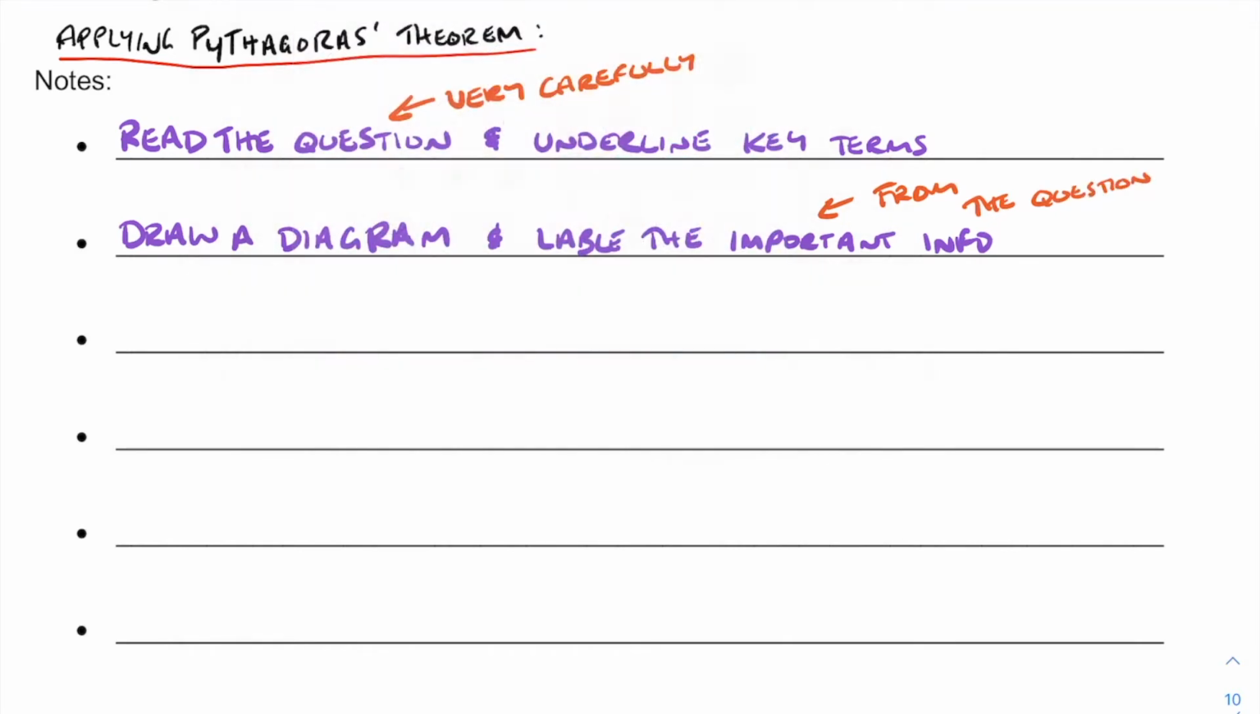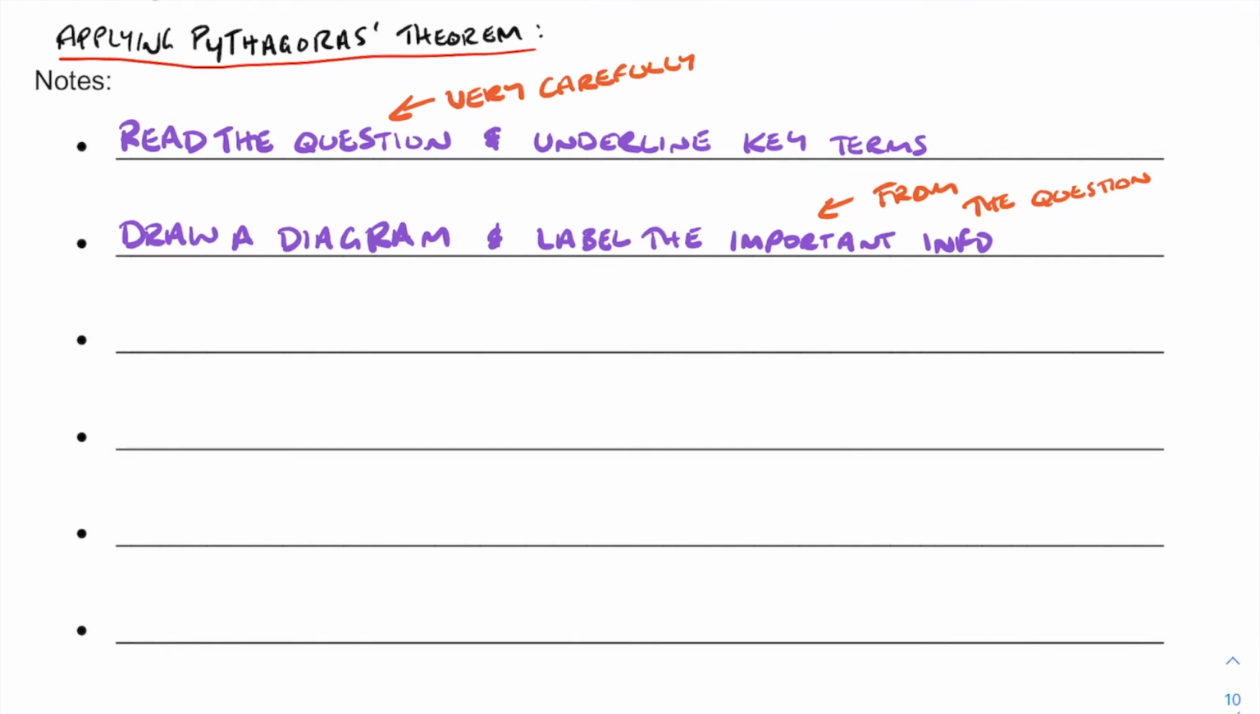Okay. So far we have read the question incredibly carefully to make sure that we know exactly what it is that it's asking of us. We've underlined key terms, we've drawn a diagram, and we've used that key information to label the diagram. And I have misspelled label, so let's go back and fix that. Label the diagrams.